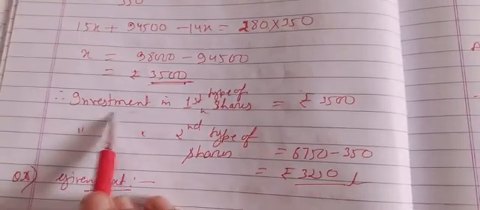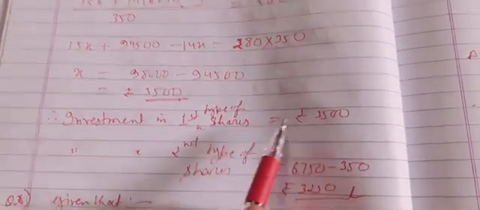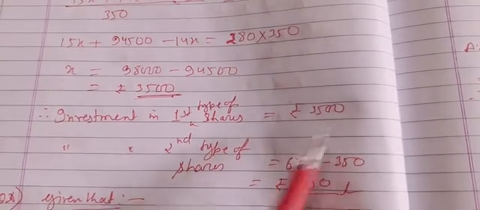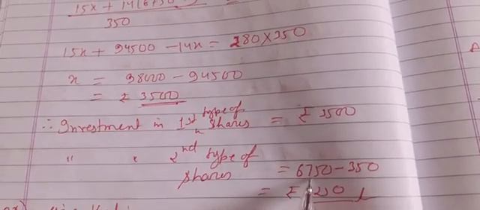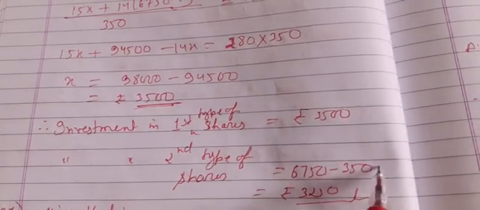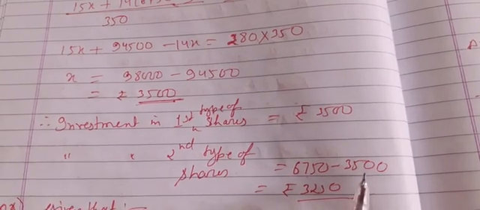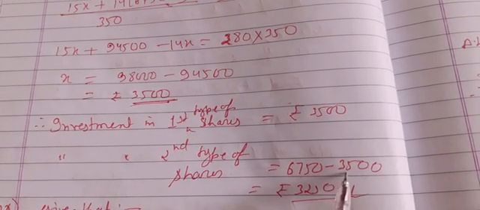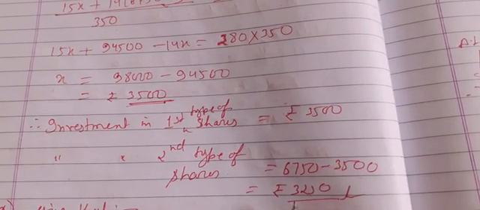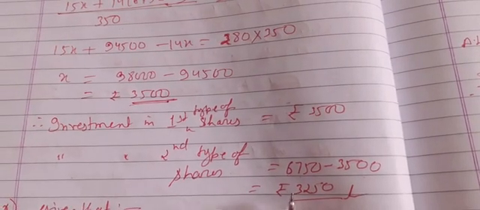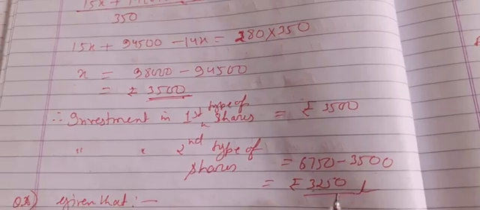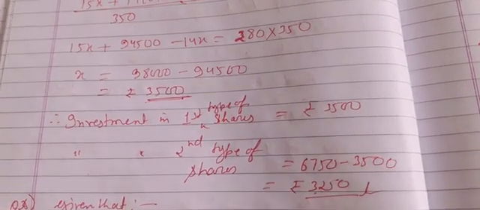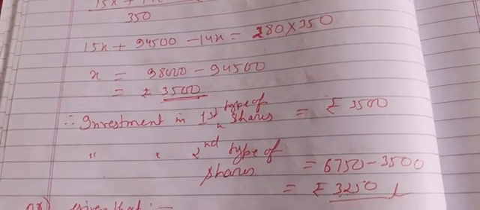So the investment in the first type of share, which was x, is rupees 3,500. Therefore the investment in the second type of share is the total amount minus the amount invested in the first share, that is 3,500. When you subtract, you get the answer: on the second type of share, 3,250 rupees were invested. So in this video, that's this question.